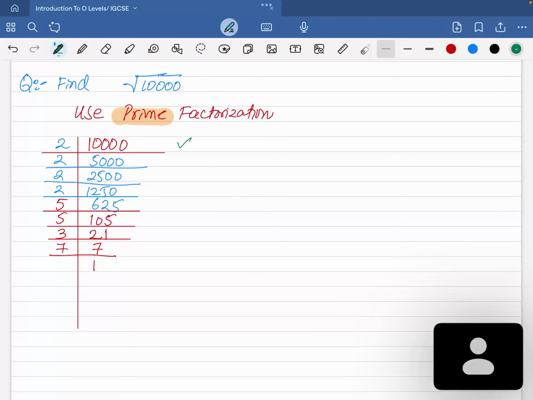10,000 divided by 2 is 5,000. This is correct. Yes or no? 25,000 divided by 2 was 2,500. This is also correct. Half of 2,500 is 1,250. This is also correct. Half of 625 is what? So 125. 125.